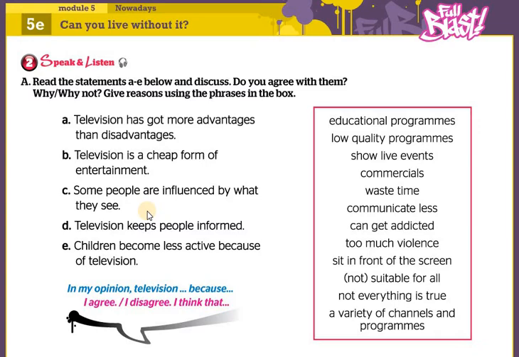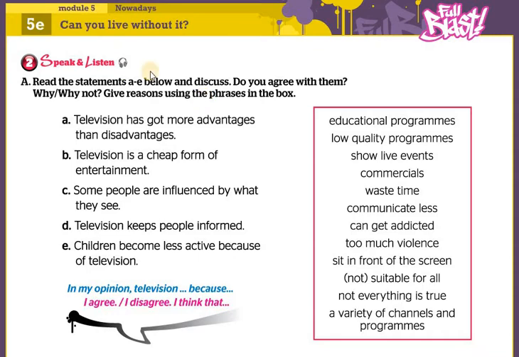So we have to read the statements from A to E below and discuss. Do you agree with them? Why? Why not? Give reasons using the phrases in the box, right? Let's take an example. So we have a kind of tip to discuss. Basically, this kind of activity requires two students, right? Since we are not in the classroom, so let's do it as a kind of writing or written task, right?